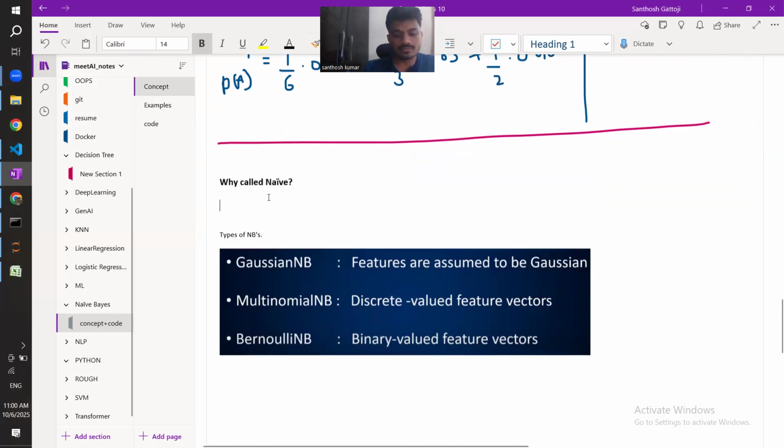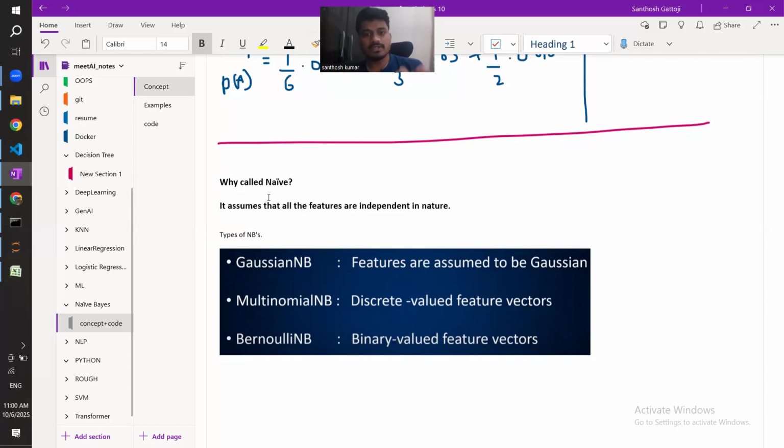Because here it assumes that all the features are independent in nature. I would say this is one of the disadvantages of naive Bayes. The reason why sometimes we don't use naive Bayes is it assumes that all the features are independent of each other, and usually it is not very easy to find a data set where we have completely independent features.